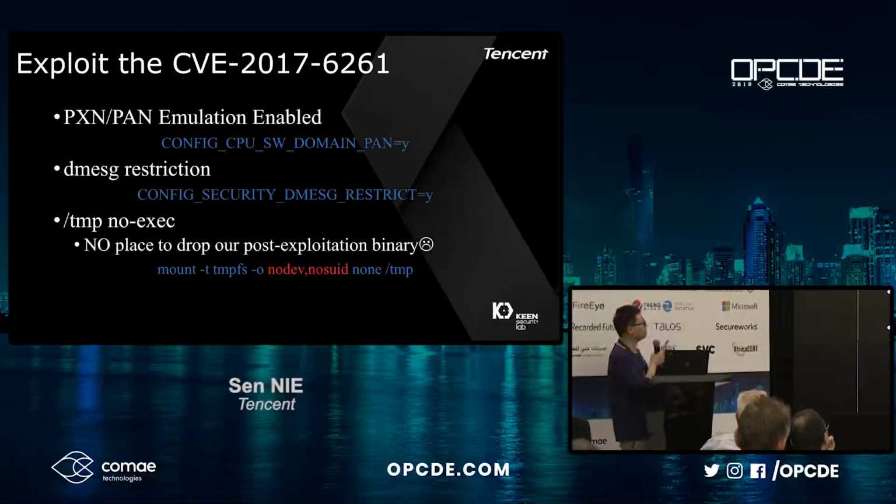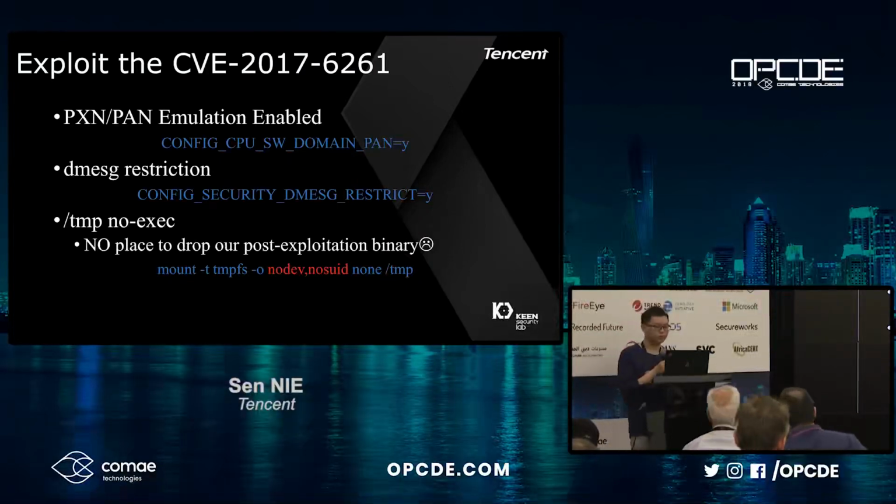Here you can see those new mitigations. The first one is the PAN emulation mitigation, which means you cannot redirect the PC address to user space. You need to finish your exploit shellcode in kernel mode. The second one is the dmesg restriction. As we mentioned earlier, the dmesg restriction is on by default in the new kernel, so we cannot read the dmesg output. So it seems we need to exploit this bug blindly.